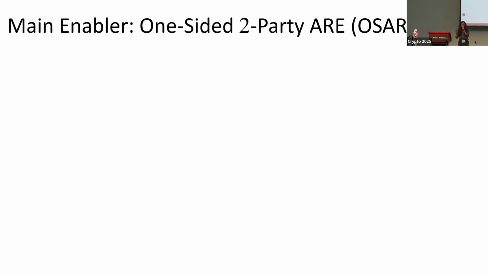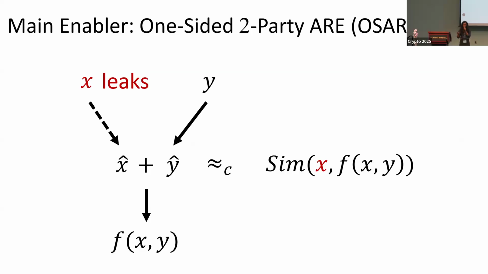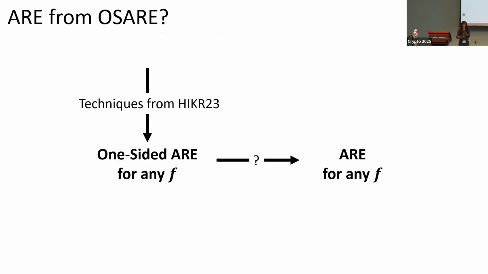So our main idea behind this construction is this notion we define called one-sided ARE for two parties. So this is a weaker notion of ARE where given the sum of the two parties' encodings, we're also allowed to leak the first party's input. So here the simulator can also have access to the first party's input. Okay, so it turns out one-sided ARE is very straightforward to construct for any function f using techniques from HIKR.